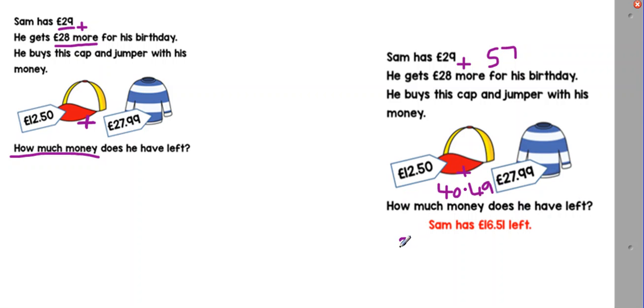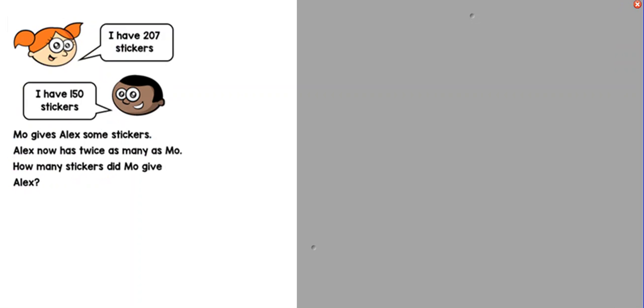So you would do 57 minus £40.49, which would be £16.51 left. Well done if you got that one correct. That was a very big multi-step question with more than two steps in it. Well done. Have a look at this one.